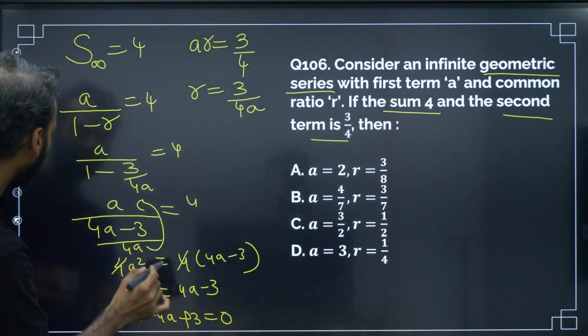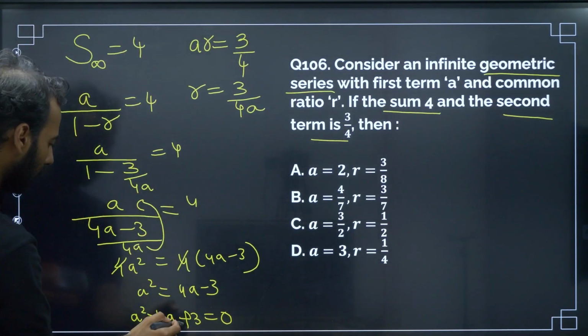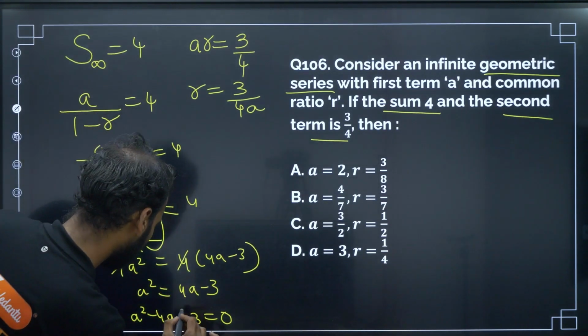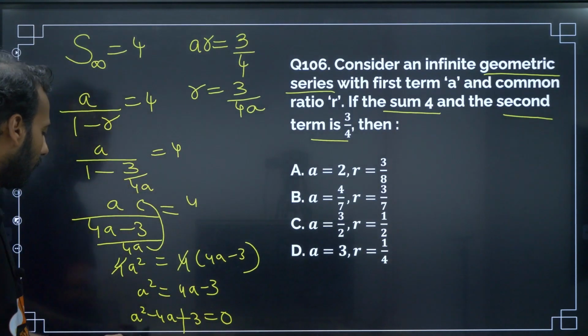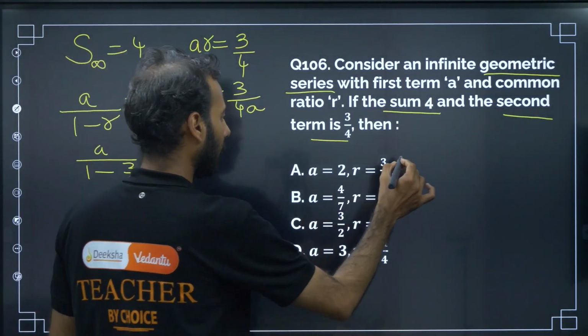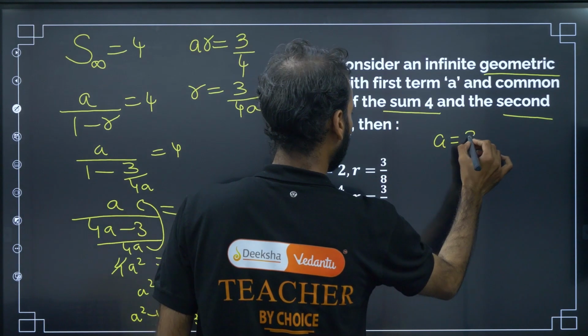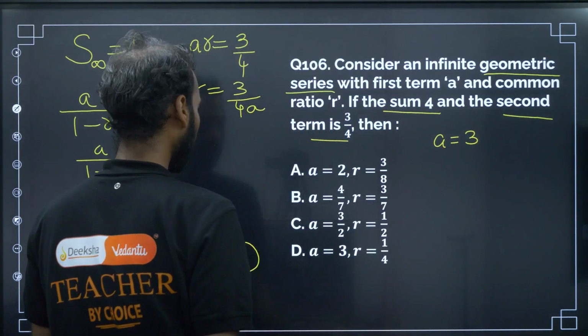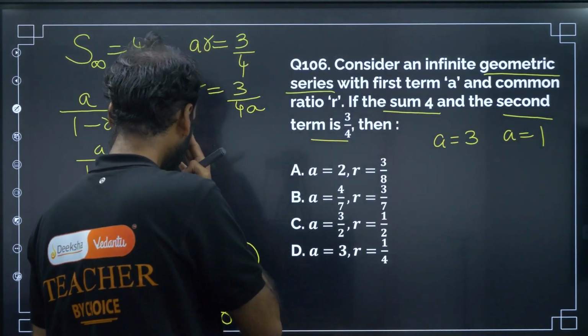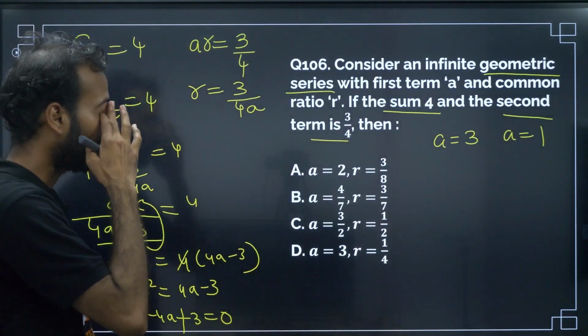A square minus 4A plus 3. This is plus. This is plus. A square minus. Now simplify this. We will get A as 3 or A as 1.